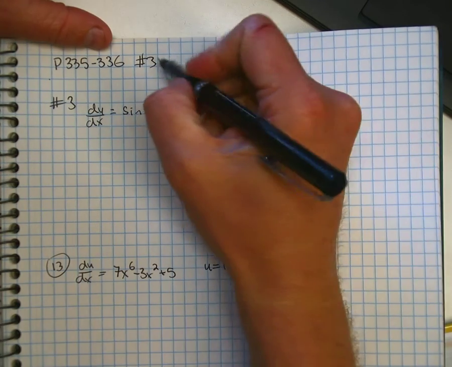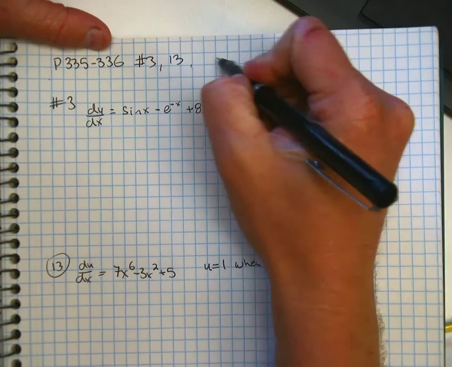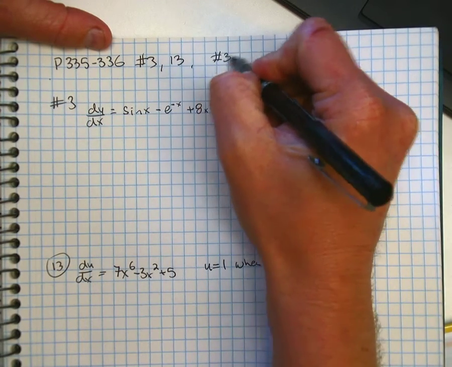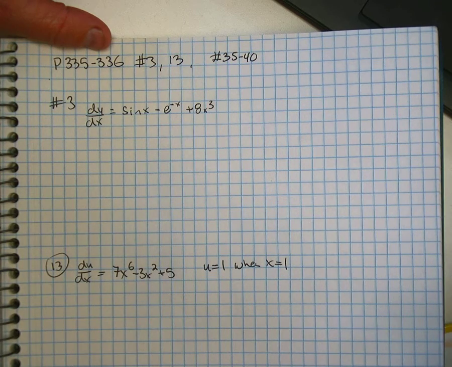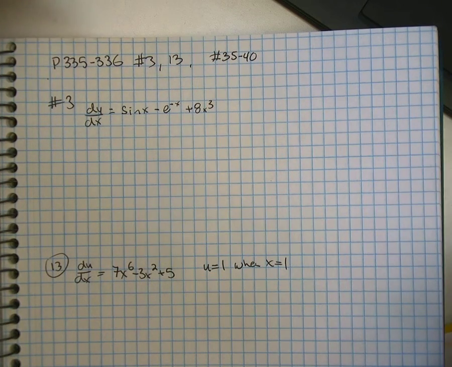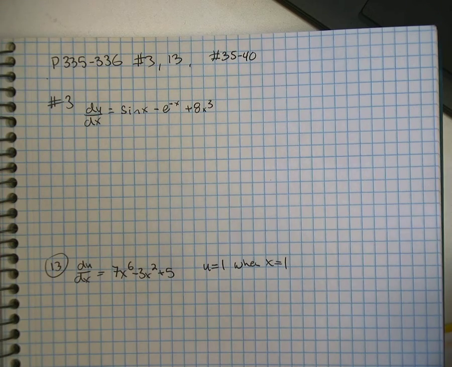Today we're going to do problem number 3, 13, and then out of the book we're going to do numbers 35 through 40. Hopefully I can talk you through those and help you figure those out. So antiderivatives is what we're doing right now.